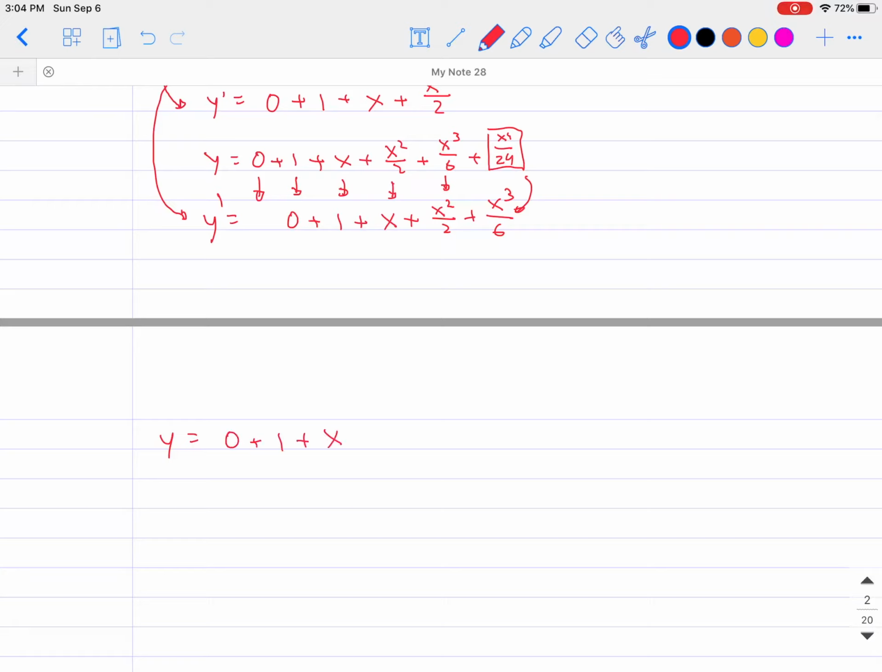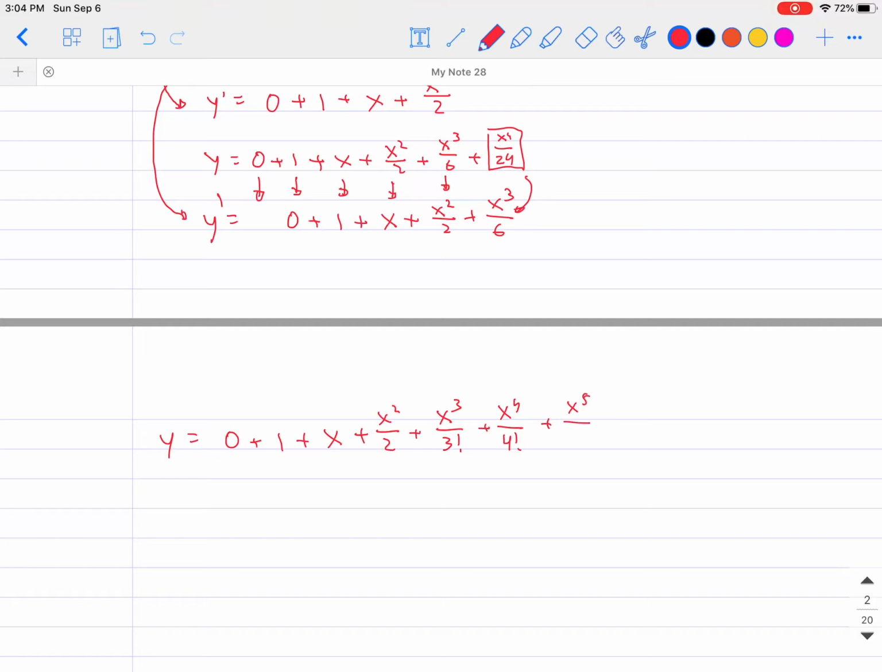If my function y is equal to 0 plus 1 plus x squared over 2 plus x cubed over, according to what we have on top, 6. I'm not going to write 6. I think I'll write it in a term that makes more sense to you. How about 3 factorial, right? And then plus x to the fourth divided by, instead of 24, I'll write that as 24 factorial. Oh, sorry, not 24 factorial.